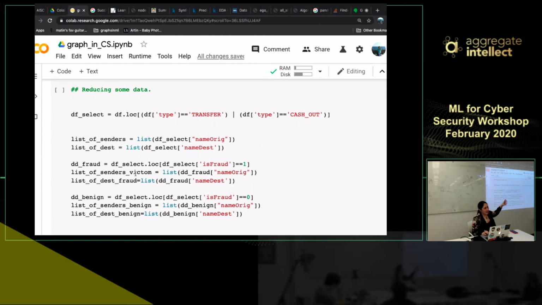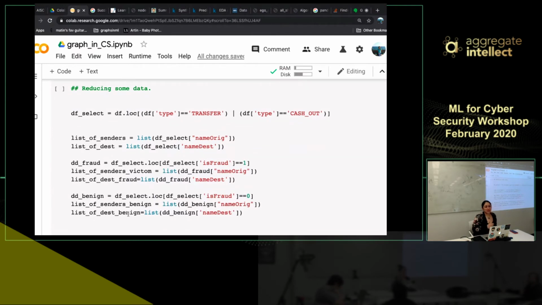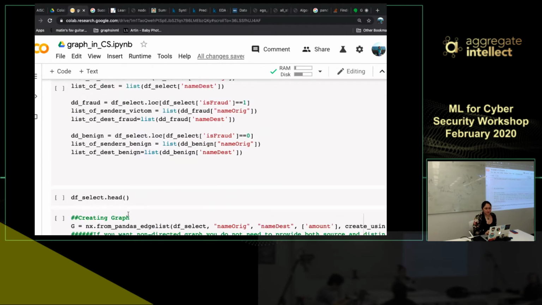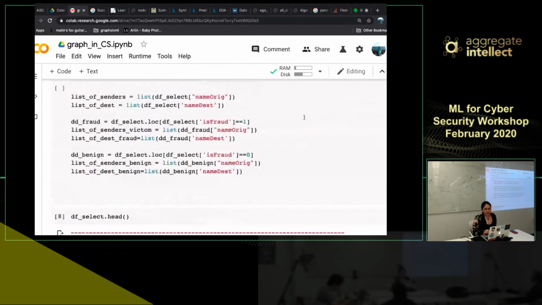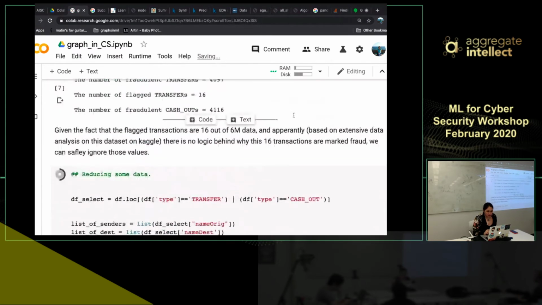That's why I misspelled victim, right? Yeah. When I was typing, I knew it. So we have victim, we have fraud, and then we have benign accounts, like sender of all the benigns and destination of all the benigns, right? And because this is money transfer from one node to other node, it's a directed graph for sure, because one person sends the money to other person. Remind me if I don't run some part of it.